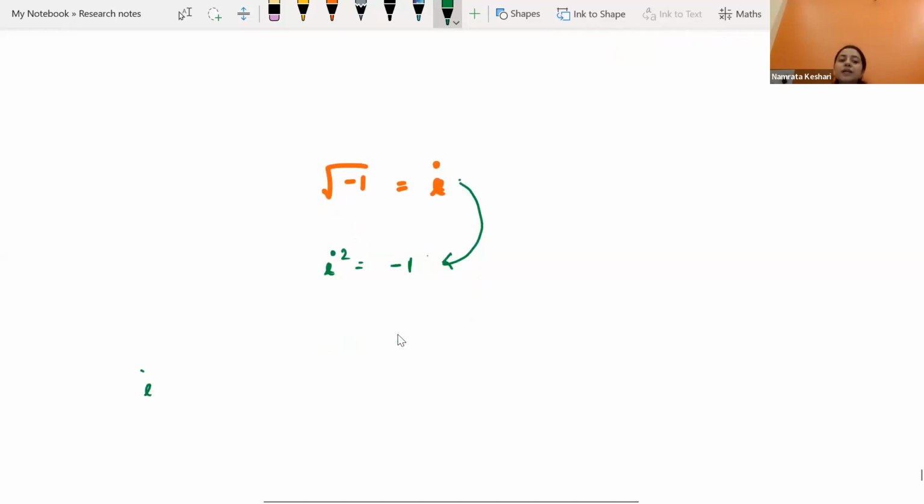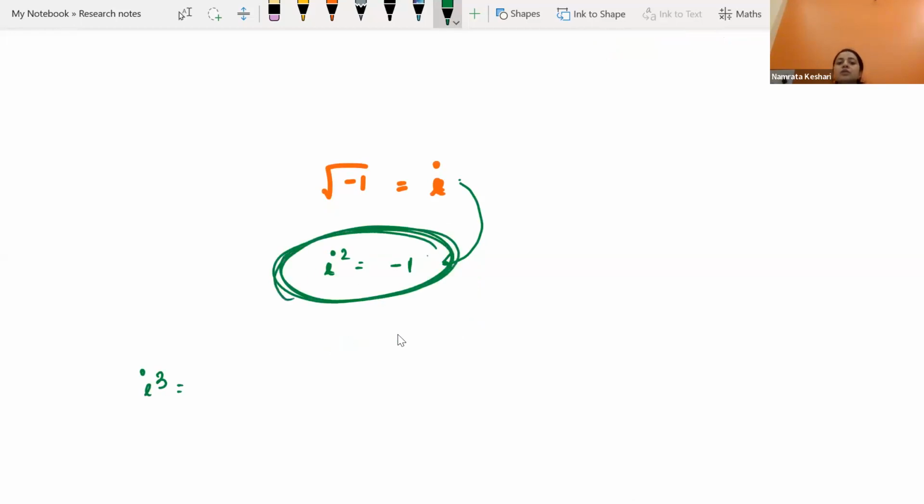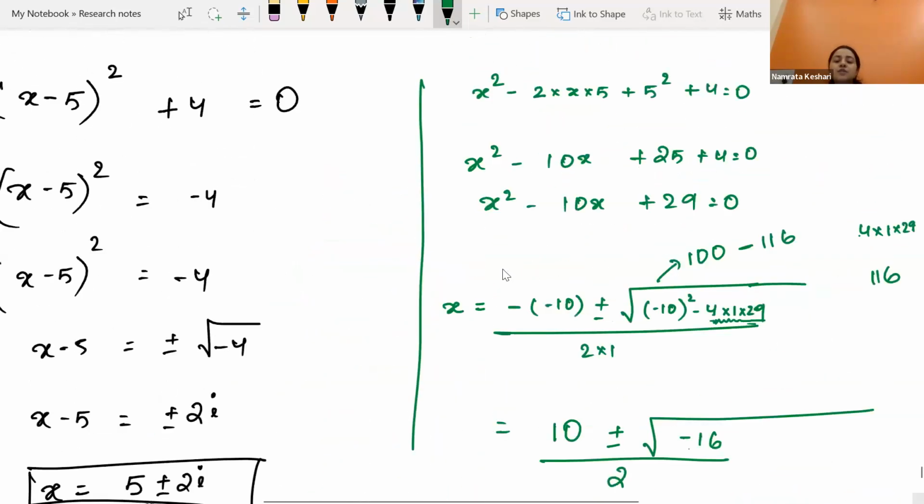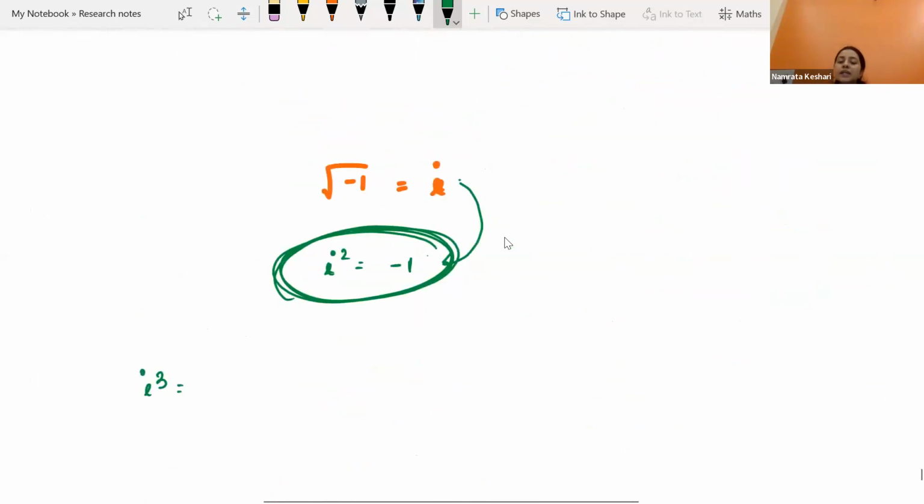Similarly, if we have to find i cube, we can use this one, we will always use this, not the first one. More often we will not be using the first one. The first one we will use when we have to find this type of solutions, but i square we will be using more often. i square is minus 1.